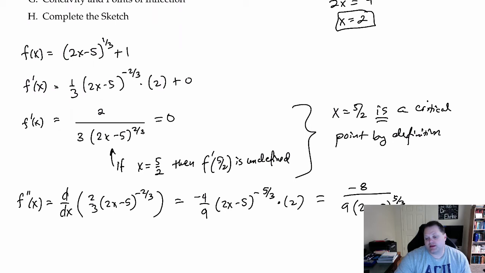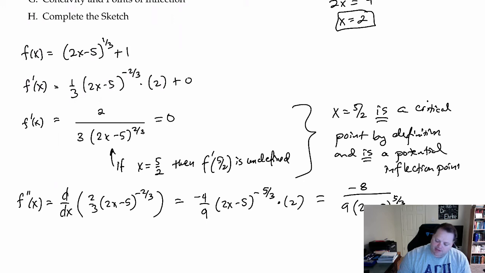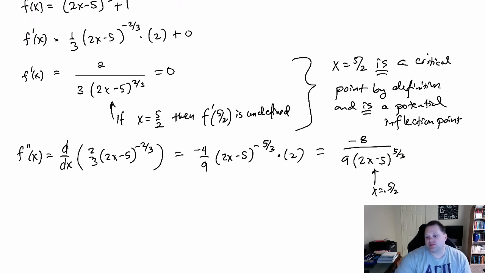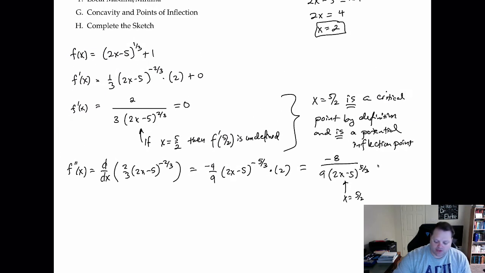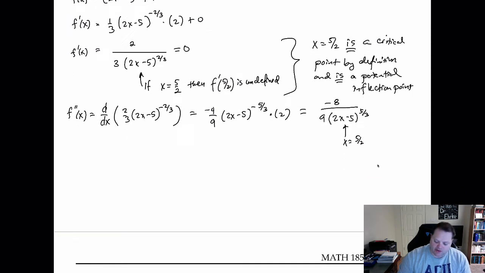Once again, we see that it has an asymptote at x equal to 5/2, but it has no inflection points in the numerator. So it's a critical point by definition and is a potential inflection point. The reason I say potential is we've got to see whether or not this value, x equal to 5/2, changes the concavity. So it's going to be a simple testing diagram here.